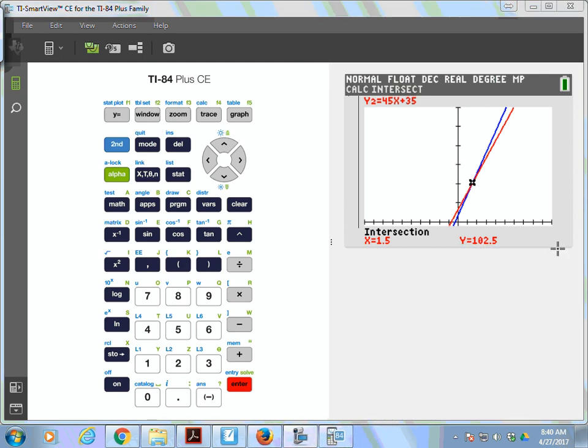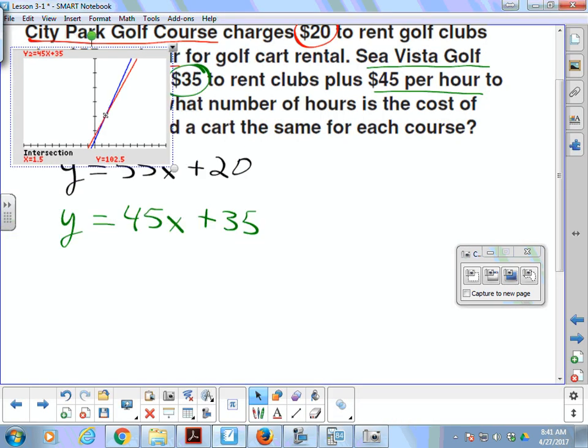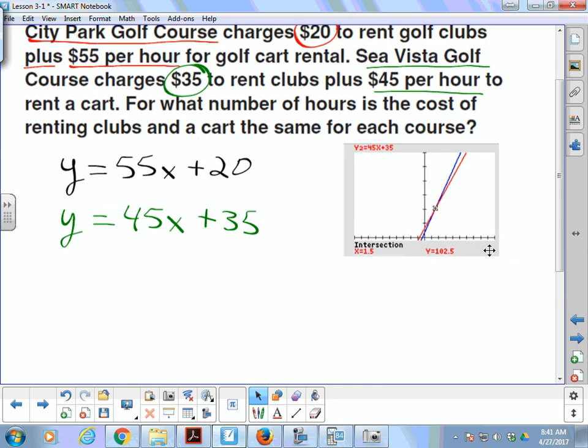So I found this answer. Question is, what does it mean? So, X stands for what in this case? The hours that we are renting the clubs, or renting the cart.